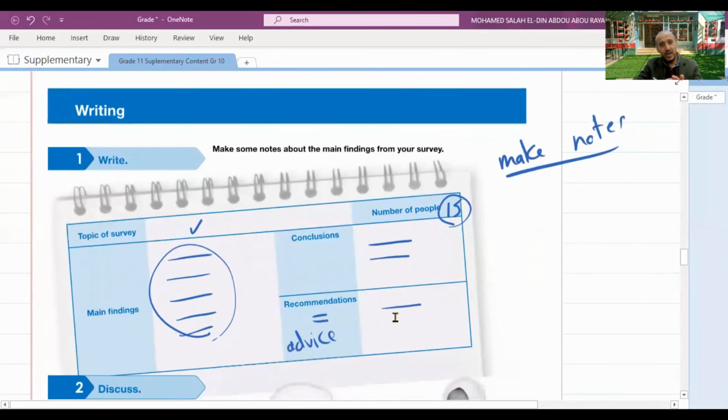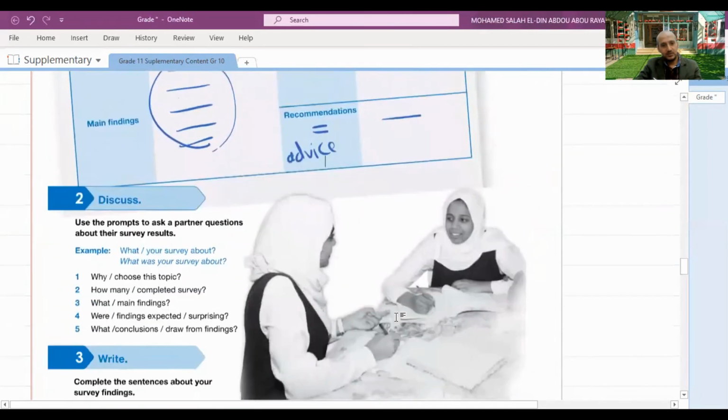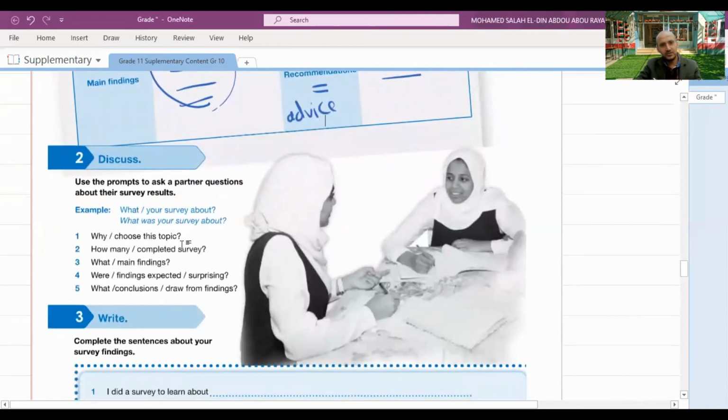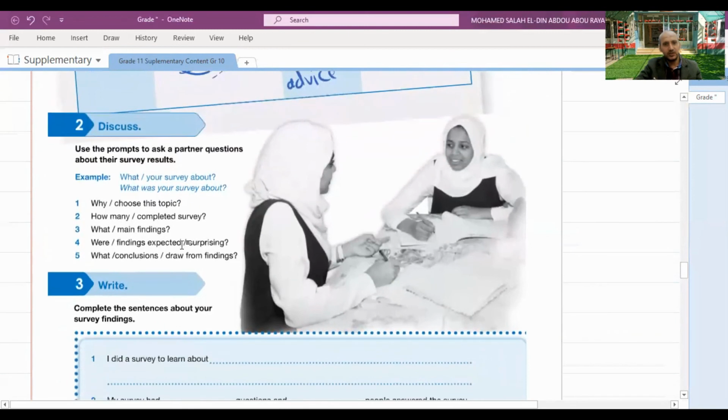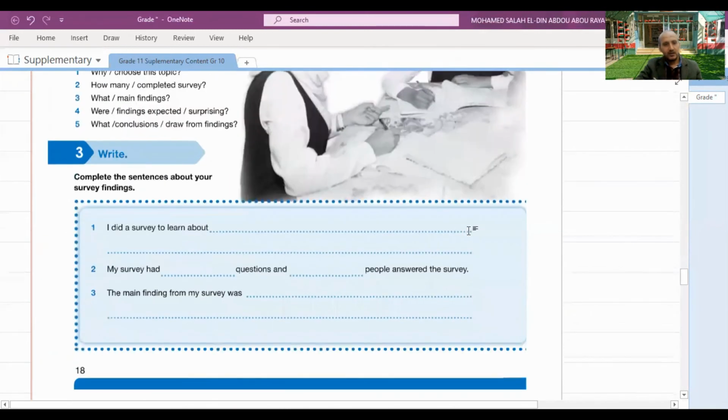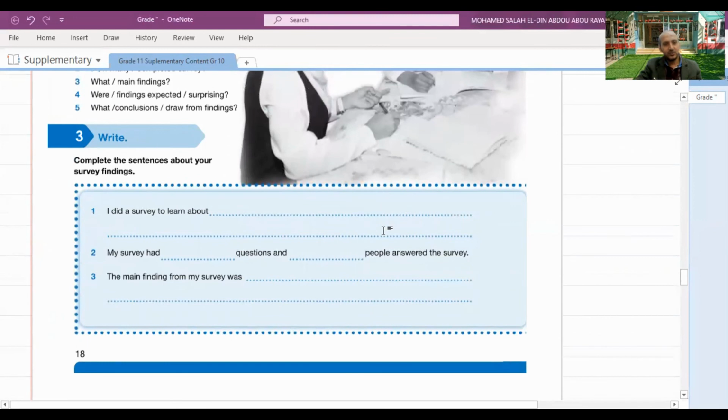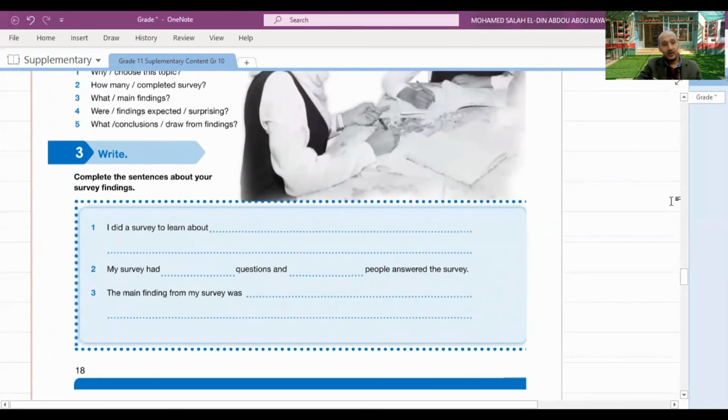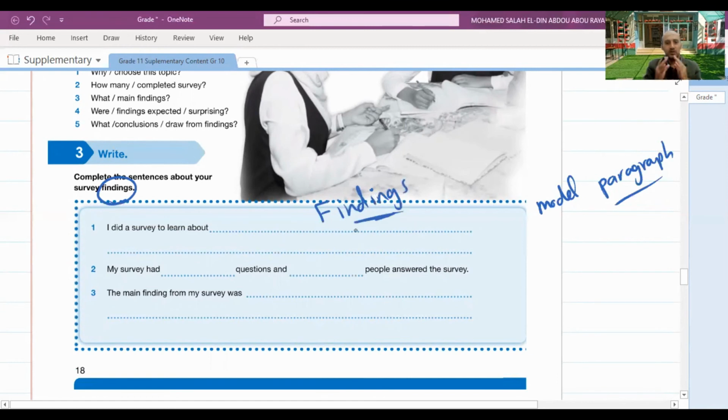So when you make your notes, then you start. Of course, we don't have this discussion with your friend now. We can make it later. On activity 3 of your skills book, page 18, here is a model paragraph, an example for the third paragraph, the findings paragraph. This paragraph is about the findings. What did you find?